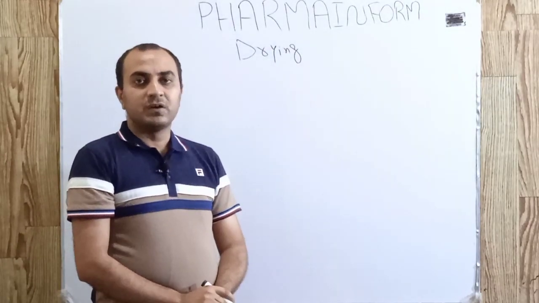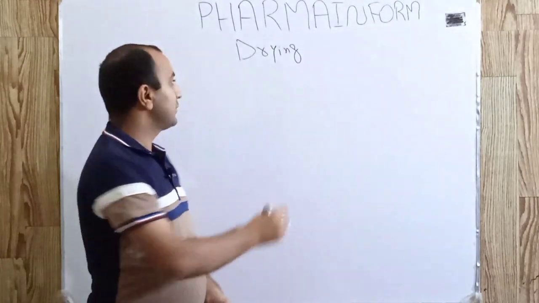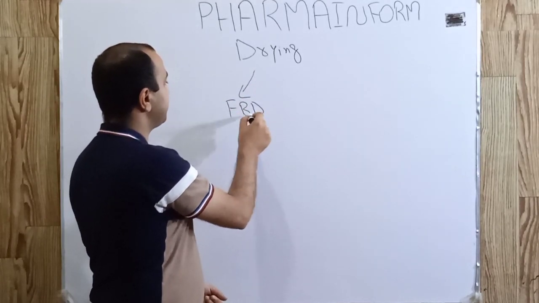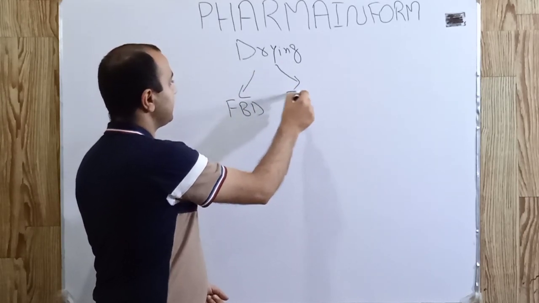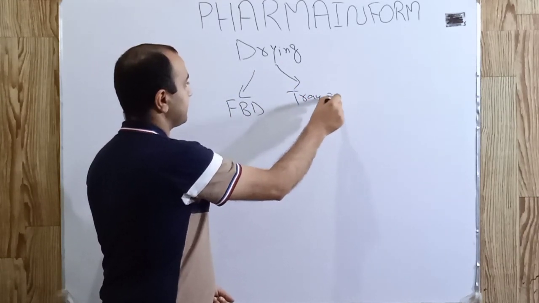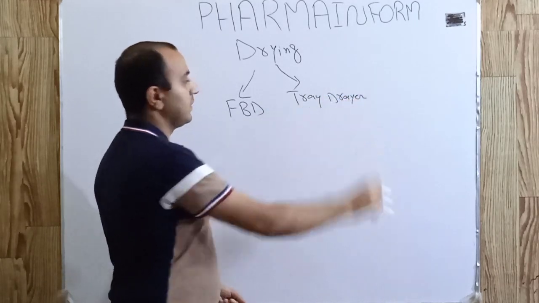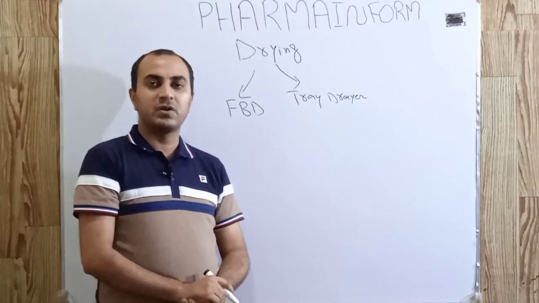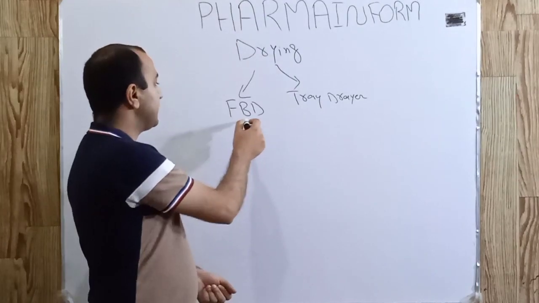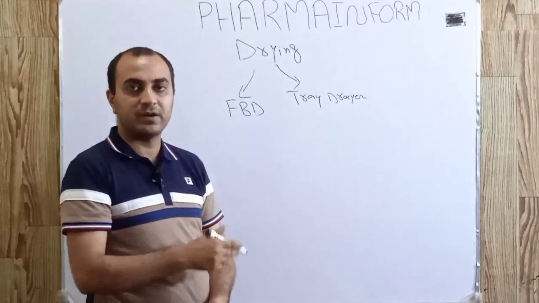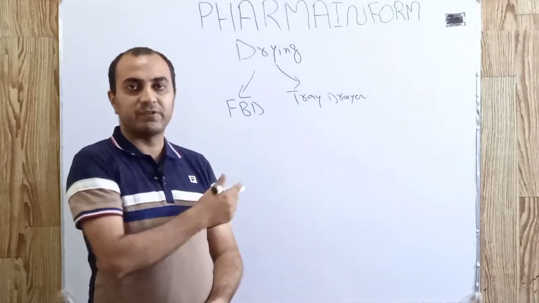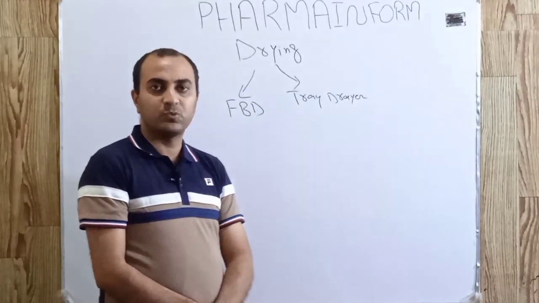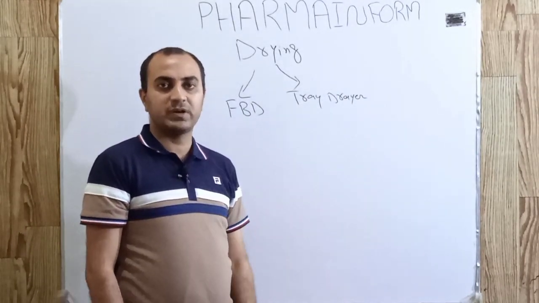For drying, basically two types of equipments are used in pharmaceutical industries. One is FBD, fluidized bed dryer, and second one is tray dryer. You can use any type of dryer, either tray dryer or fluidized bed dryer. FBD or fluidized bed dryer are advanced and more efficient. Drying time is less. In tray dryers we require more time to dry our product, mean it takes long time.